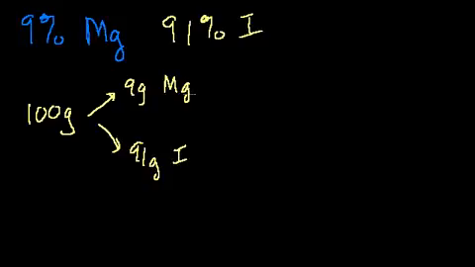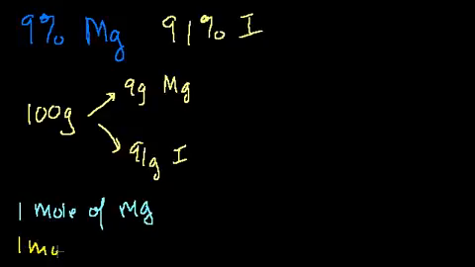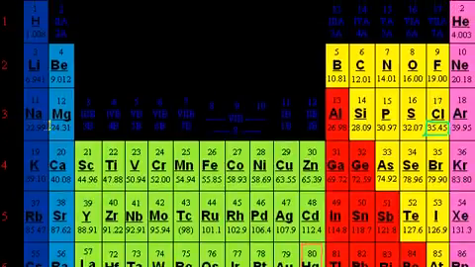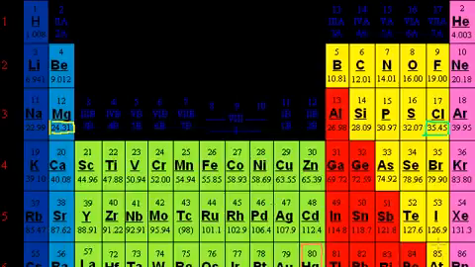And then figure out what would be the mass of a mole of magnesium and a mole of iodine. So let me write here: 1 mole of magnesium, and we want to figure out 1 mole of iodine. Let's figure those out. Magnesium's mass number, let's just go with 24. Let's say we have the isotope that's 24. And since we're already down here, what's iodine? 127. Iodine is one of the halogens.